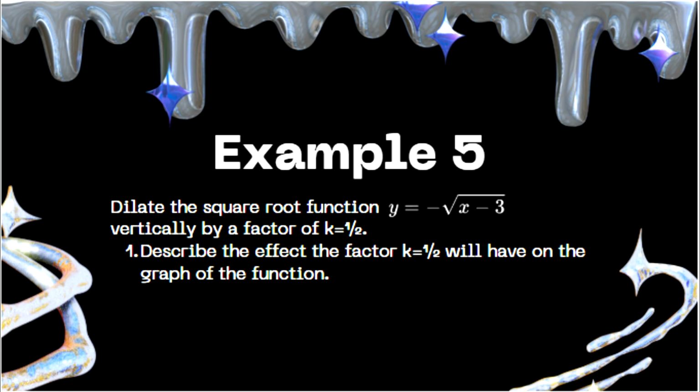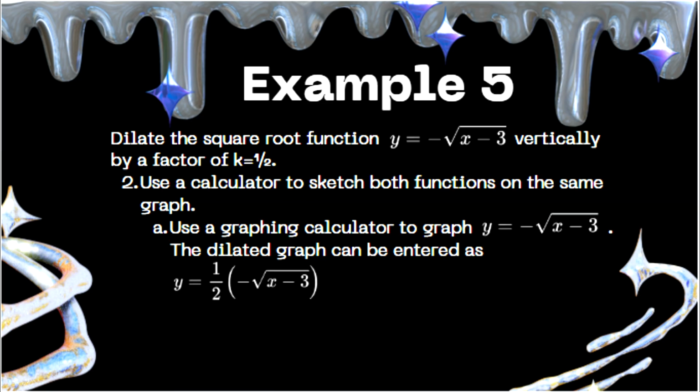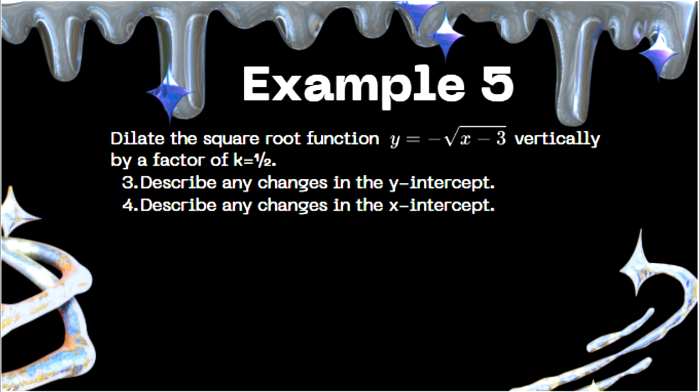Here is example 5. Dilate the square root function y equals negative square root of x minus 3 vertically by a factor of k equals 1/2. Describe the effect the factor k equals 1/2 will have on the graph of the function. Before I go, you should be able to answer this. Is it a stretch or a compression? It's a compression because we're dealing with a fraction. Okay? Then it wants you to go and graph it, which you can do on GeoGebra if you feel the need to. And it wants to know any changes in the y-intercept and the x-intercept.